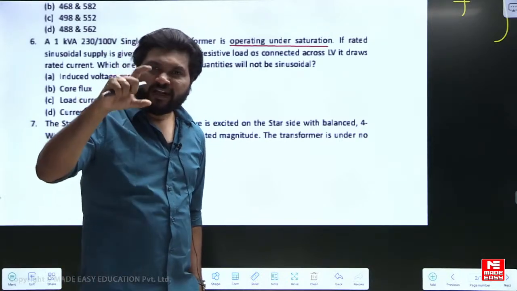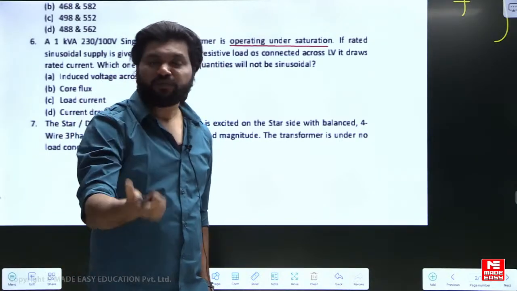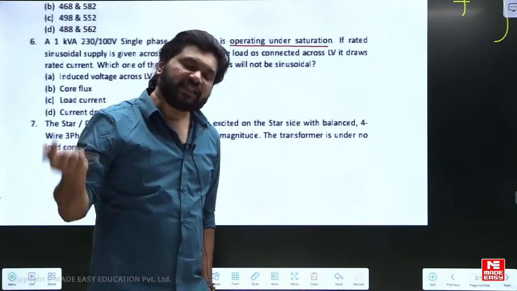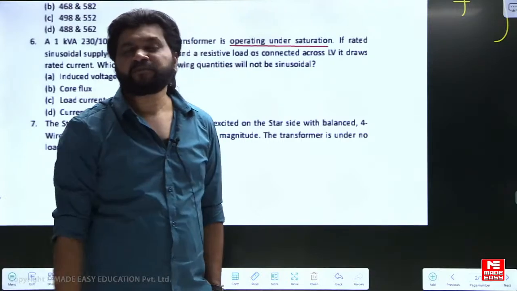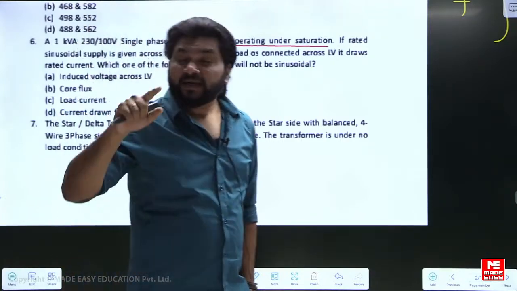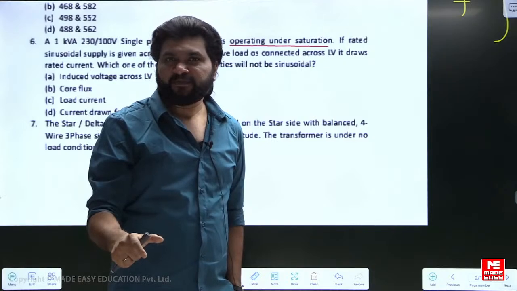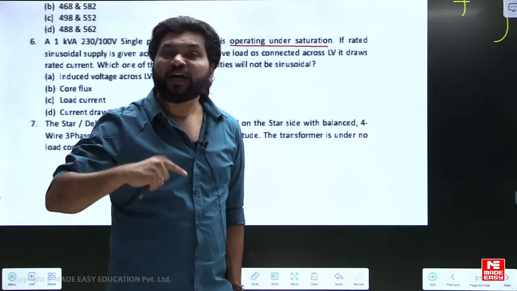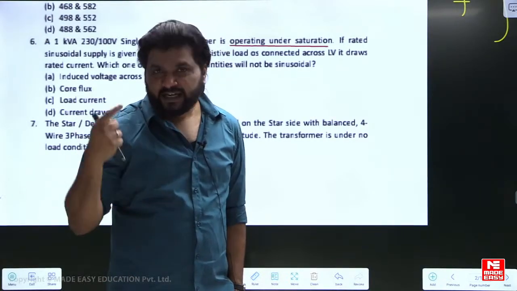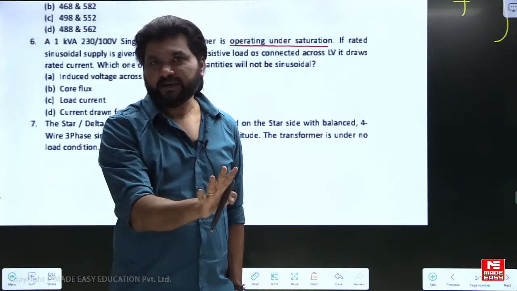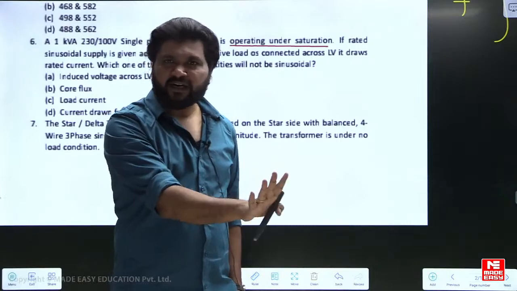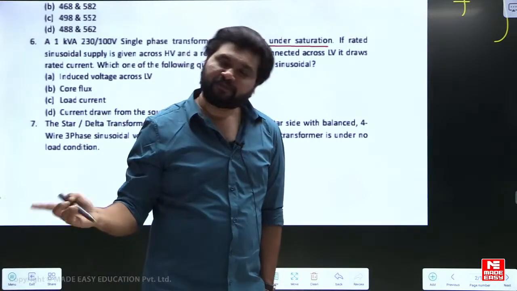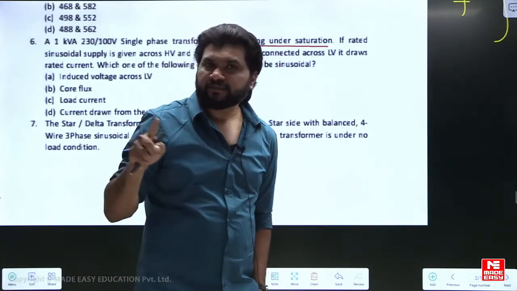Third harmonic flux component, an additional component, produces additional voltage, that is third harmonic induced EMF in primary and secondary. Then third harmonic voltage will produce third harmonic current to circulate in the primary and in the secondary. If the secondary is on no load, no current in the secondary, but primary current will be circulated.